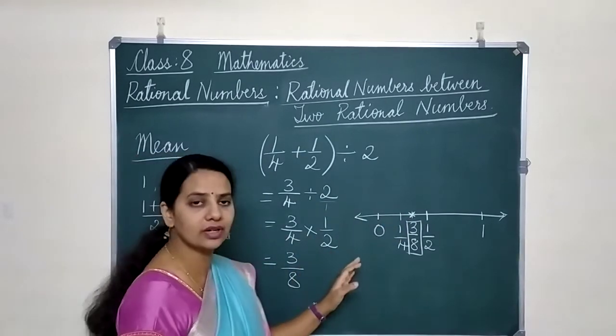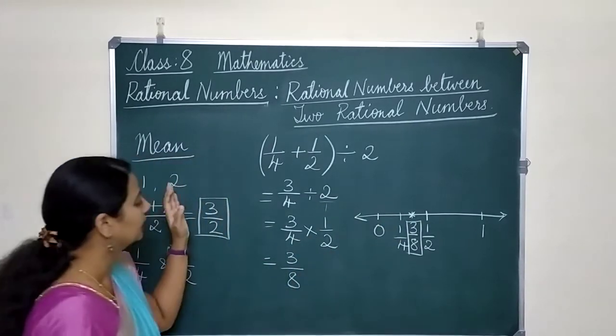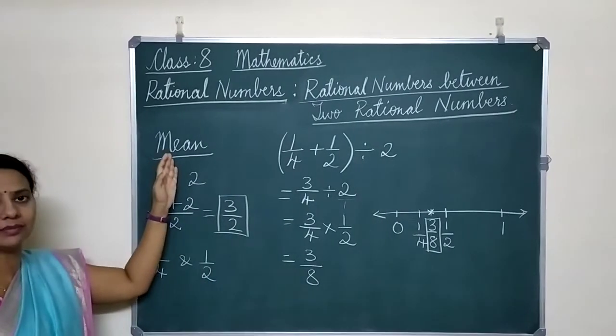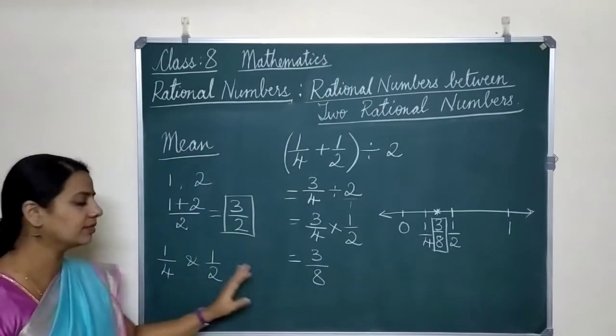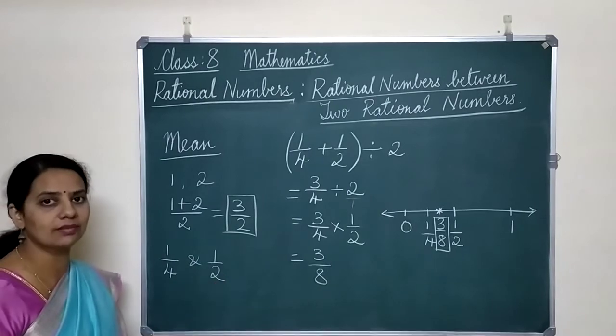So you understood, children? How do we use the mean method? Using the mean method, how do we find the rational number between given two rational numbers?